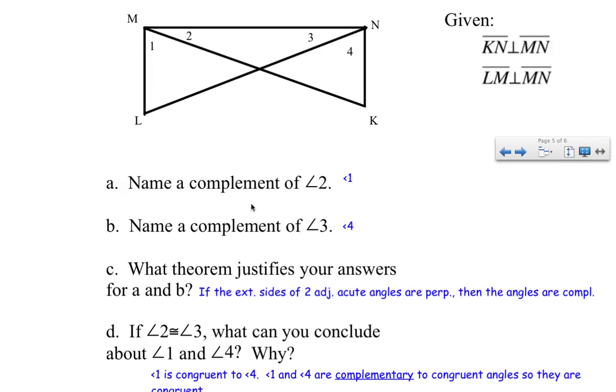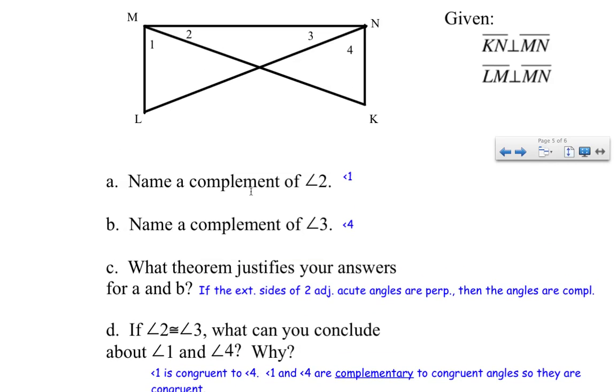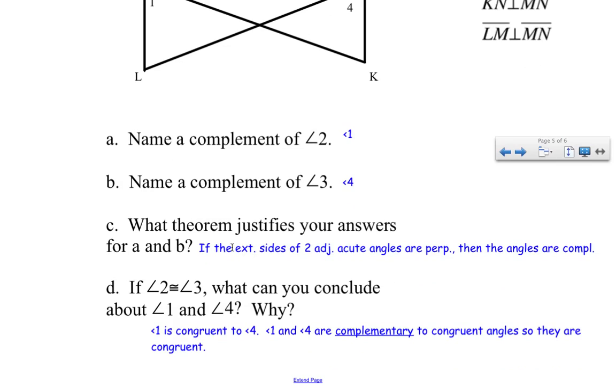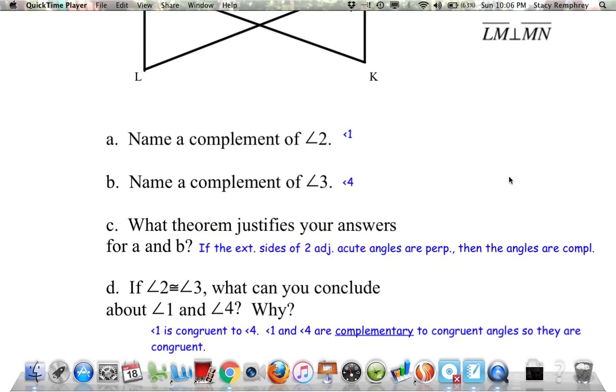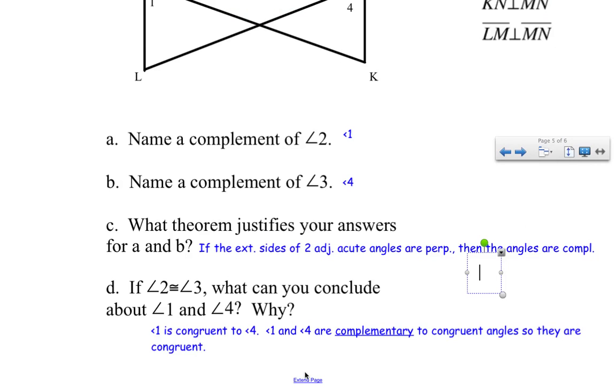Well, look back at your theorems from 2-5. Which one ends with therefore they're complementary, or two angles are complementary? It's this one down here. If the exterior sides of two acute adjacent angles are perpendicular, then the angles are complementary. And that's a theorem we did out of 2-5. And then if angle 2 is congruent to angle 3, what can you conclude about angle 1 and 4? It's very similar to what we did before, but notice I underlined they are complementary to congruent angles, so therefore they are congruent. Okay.